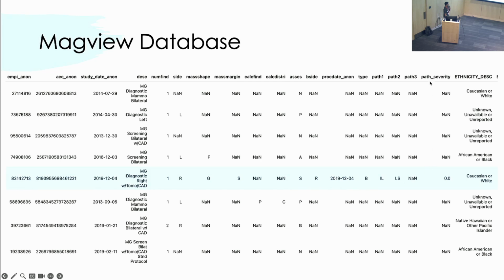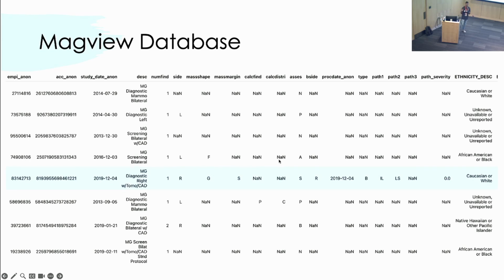So we'll talk about path severity tomorrow. This is a ranking system with 0 being invasive cancer, 1 being non-invasive, and so on. So if you're trying to find cancer versus no cancer, you look at path severity. So this is the heart of MagView, right? MagView is one row per finding. So if there was a screening bilateral and there was a finding in the left breast and the right breast, you'd have one row for left breast, and then you'd have another row for the same accession on the same date with finding number 2, and it would say right breast here, and they would describe what they said it saw on the right breast. Okay?